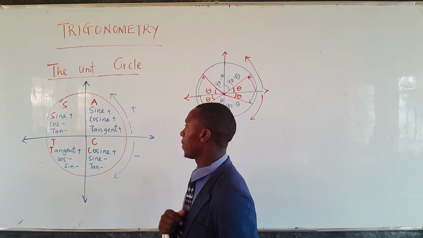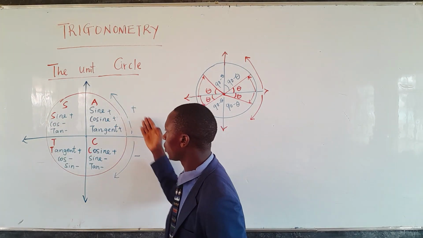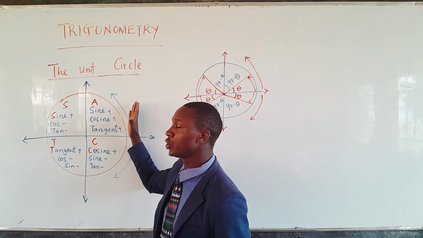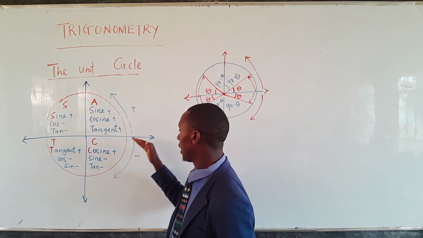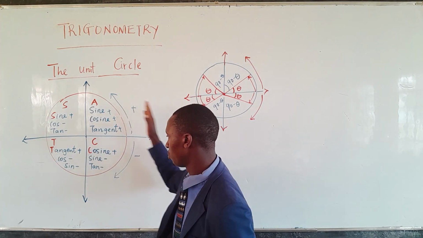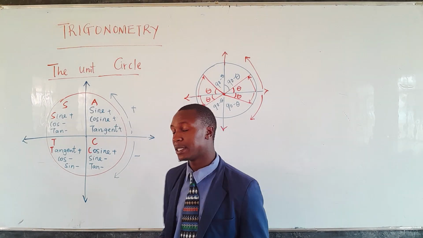Now, when you take the anti-clockwise direction, all the angles are going to be positive. The angles to the negative are taken as the clockwise direction. So as you move in the clockwise direction, those angles are going to be negative.